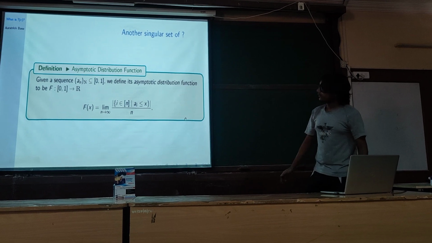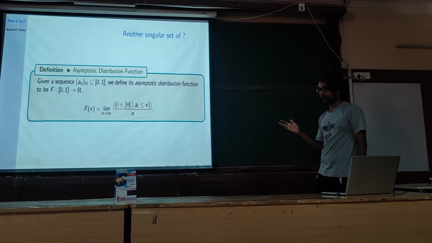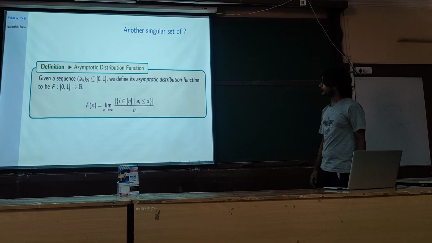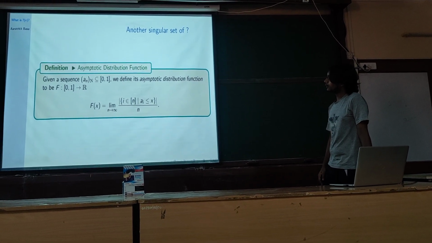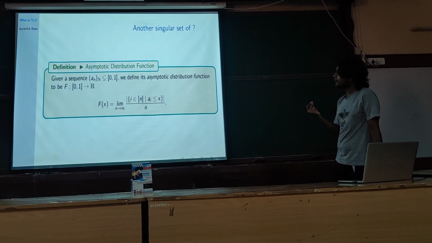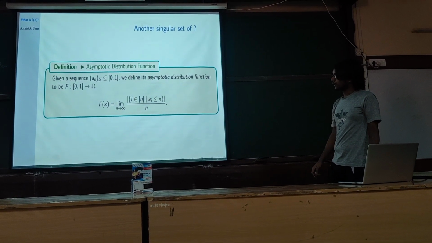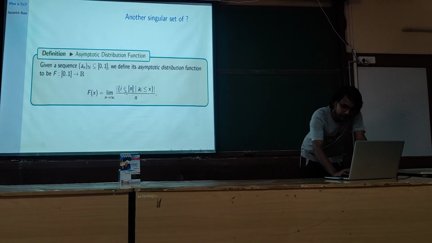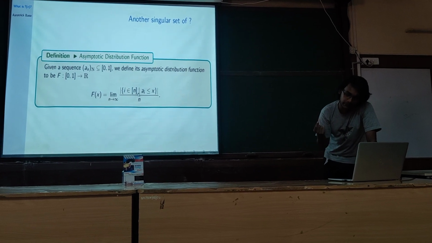So we will demonstrate another singular set of the question mark. So a singular set is just a set of measure 1 where the derivative will exist and will vanish. For that we need this definition of an asymptotic distribution function. So suppose you start with a sequence a_n where each a_n belongs to [0, 1], and you define its asymptotic distribution function to be this real valued function on [0, 1] as well.